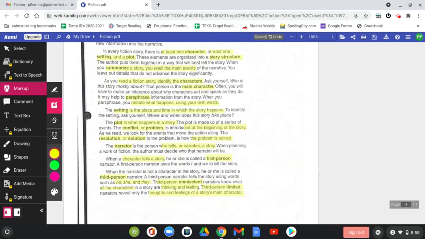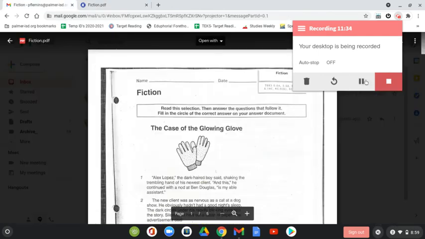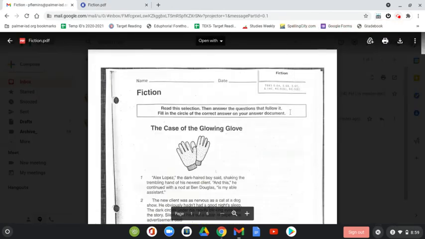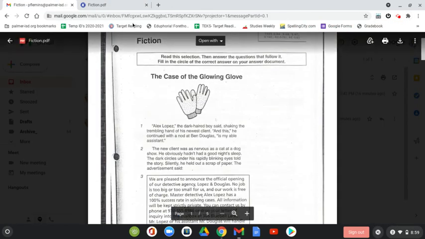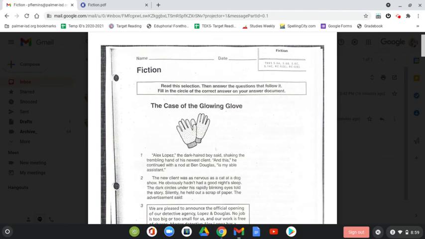Okay, so now that we have finished going over this, guys, you're going to put this in your binder. This is going to help you tonight on your homework for your blue book. Okay, now on your blue book, and I will show you guys what your homework is going to look like. Okay, so your homework tonight is going to look a little like this. It is a fiction story, so you guys do not have to label it for me. But at the top is called The Case of the Glowing Glove.